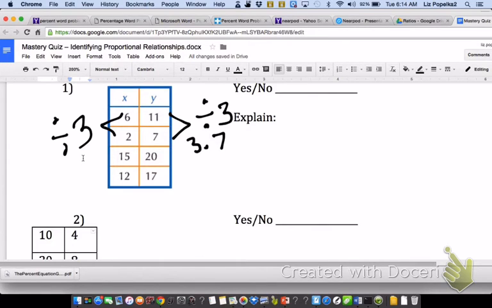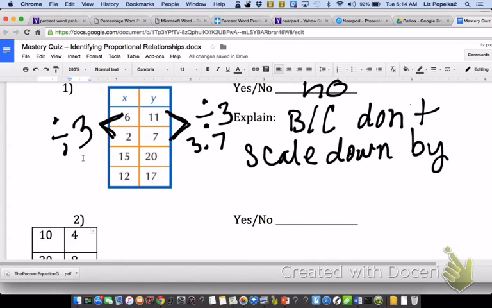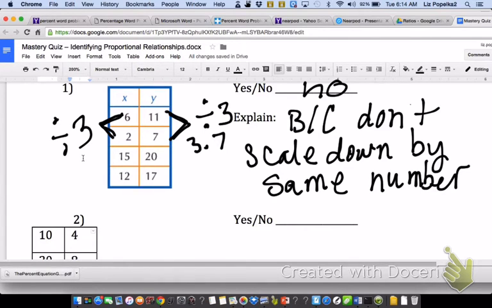So that is another reason, because I scaled from 6 to 2, I scaled down by 3, but from 11 to 7 is 3.7. It is not 3. So that would be another reason I could say, because you don't scale down by the same number. And a lot of you guys wrote that on your quiz, but you didn't actually show any kind of work here. And you need to show some kind of work. That I divided by 3 for both of them, but I didn't get the same number.